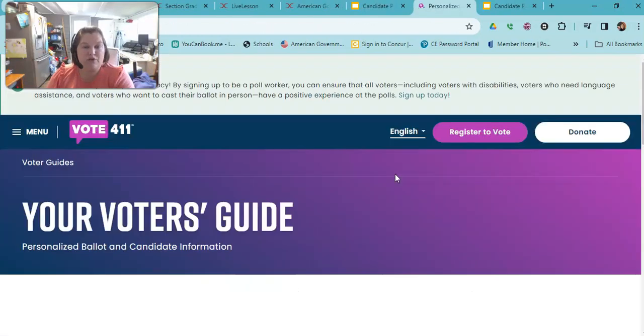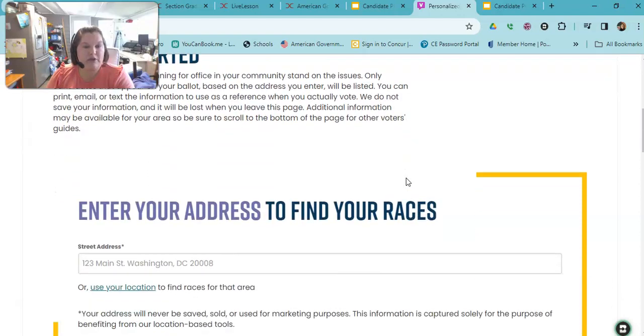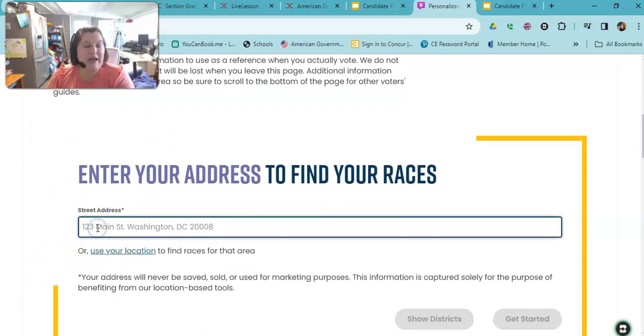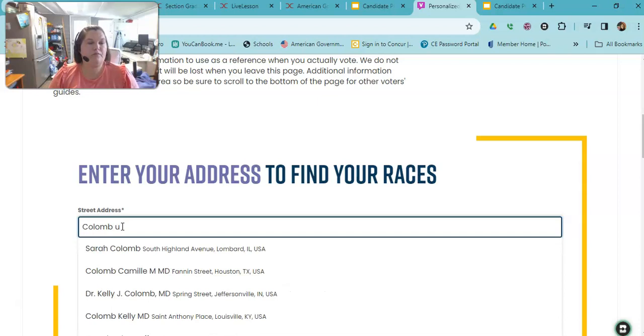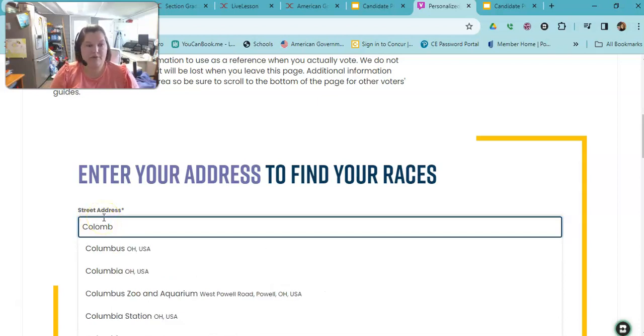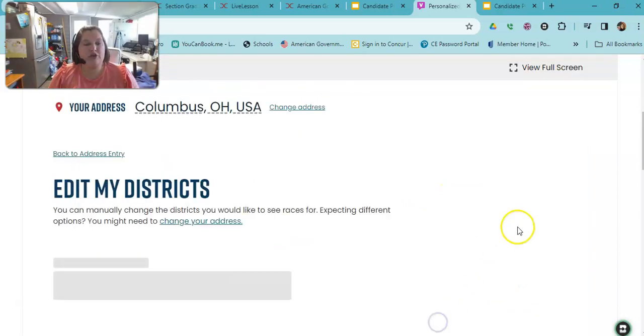It's going to take you to Vote 411. You're going to scroll down a little bit and enter the address for where you live, or you can just enable location. I'm going to just put in Columbus, Ohio. Whoops, if I could type, that would be great. Okay, and now I'm going to hit show districts.